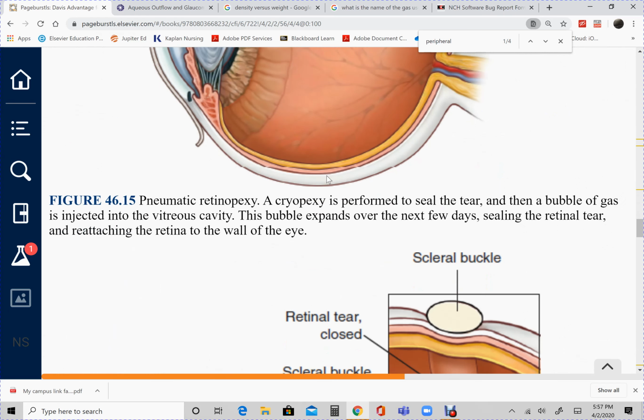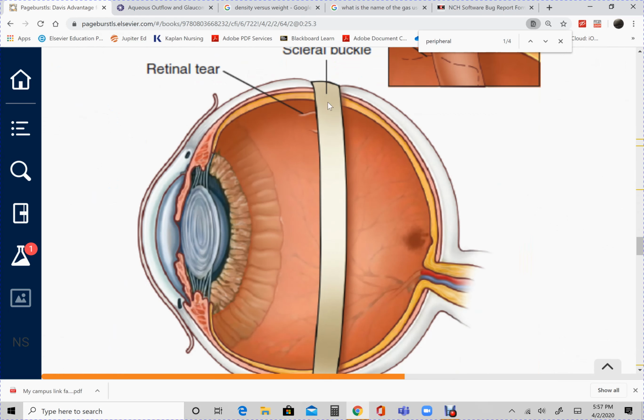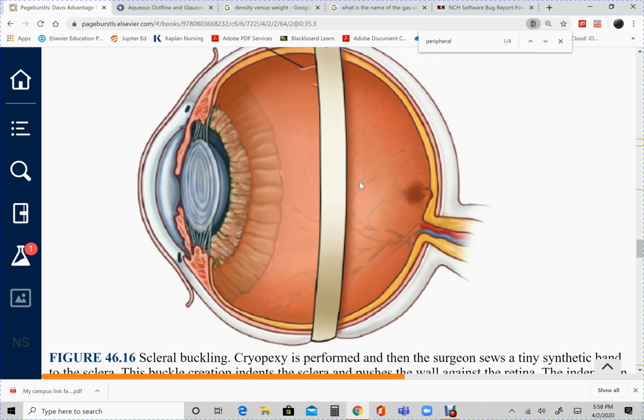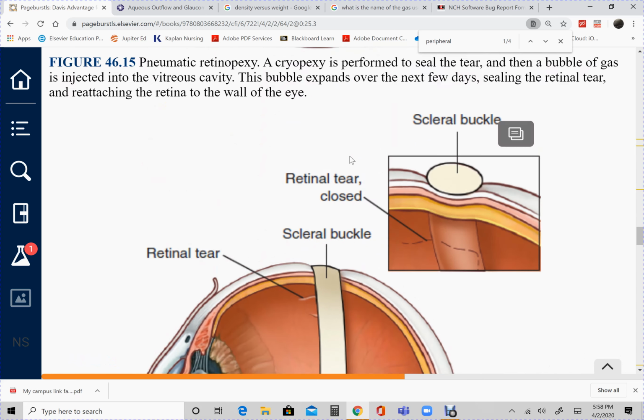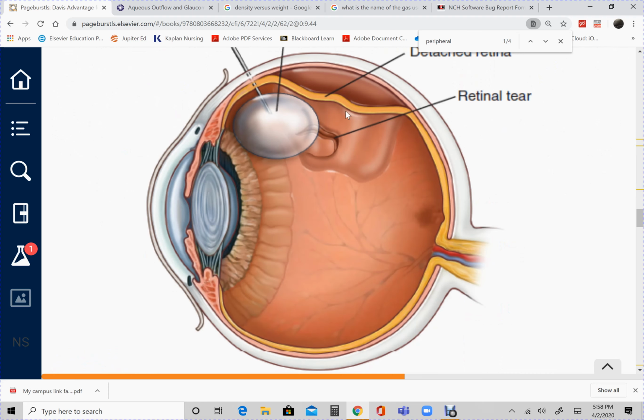Here is your scleral buckling. Now don't ask me how they put this in here, because obviously, how do you put a silicone rubber band around the eyeball? Of course, that will be done surgically. Now I refuse to show a video because I cannot stand watching it. It's too violent for me. Anyway, the idea is, because the retina is detached, right? So here, that's a detached retina.